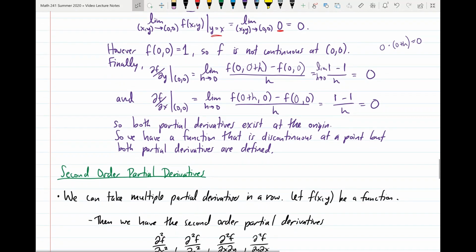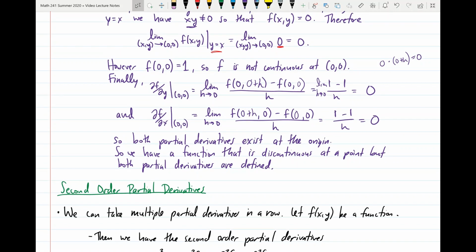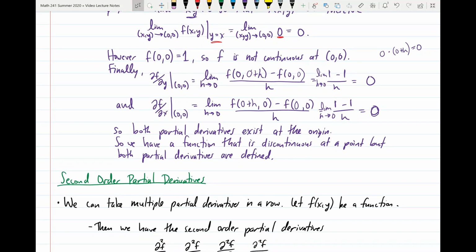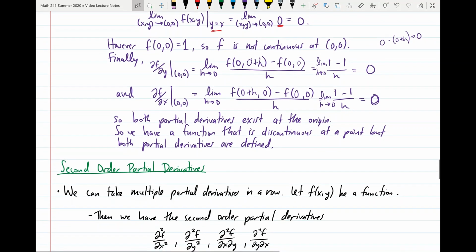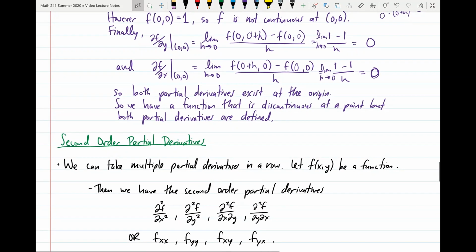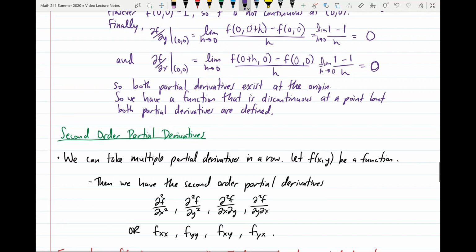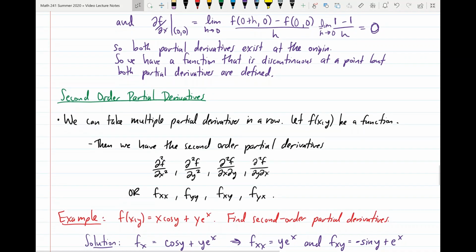Similarly for the partial derivative with respect to x, we have the limit as h goes to 0 of f of (0 plus h, 0) minus f of (0, 0), over h. Again, this will give us the limit as h goes to 0 of 1 minus 1 over h, which is just equal to 0. So the limit does exist, so both of our partial derivatives are going to exist at the origin, the point (0, 0). So here we have a function that is discontinuous at a point, specifically the origin, but it does have both of its partial derivatives defined at that point.